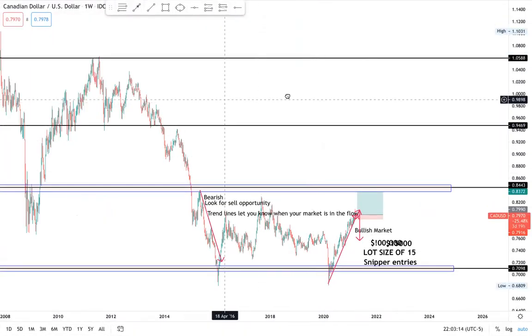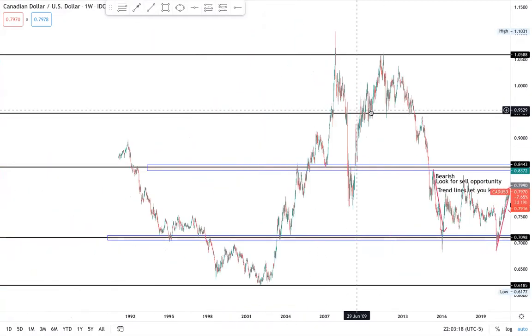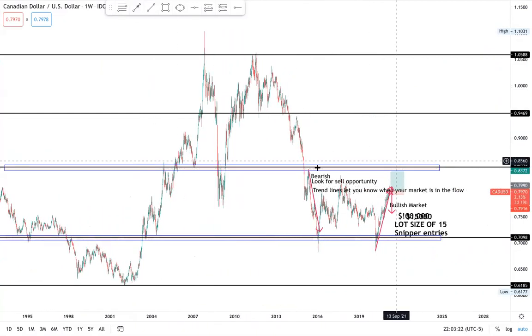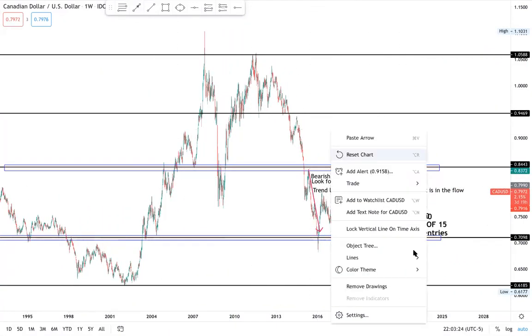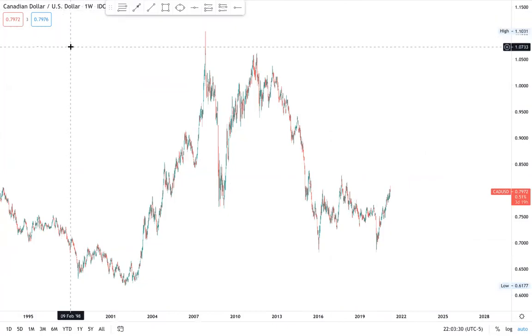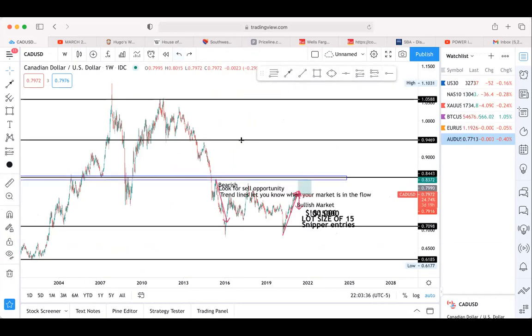When you're done, yours should look like this. This is what I want to see. So this is what I did. Let me remove drawings, so I can put it back. Okay, so yours should look like this, but without all these writings on it.